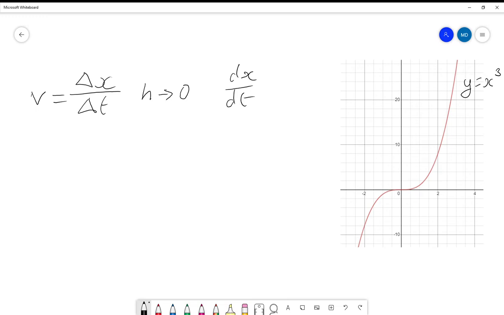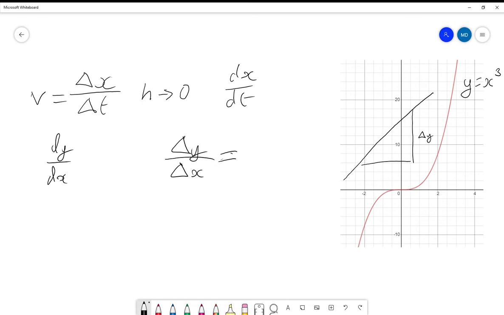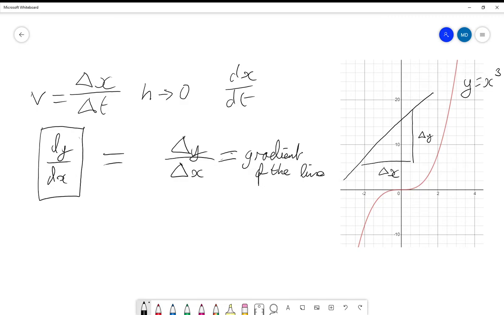But we said, you could call it dy by dx if you wanted. But what does dy by dx mean? Or the change in y over the change in x, what does that mean? Well, that's the gradient of any line. If you've got a straight line, the gradient of it is the change in y, i.e. the distance of the y, divided by the change in x. This is the gradient of the line. So this here can be considered the instantaneous gradient, the gradient as that change goes to 0.